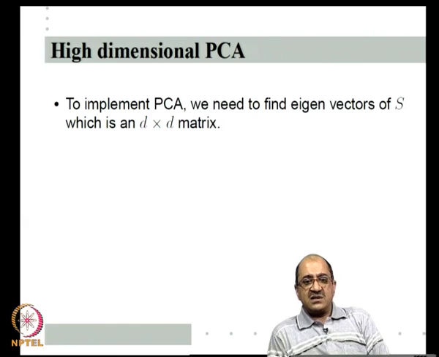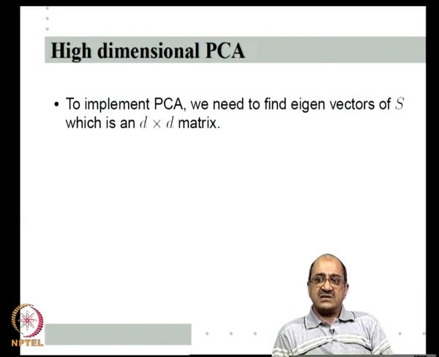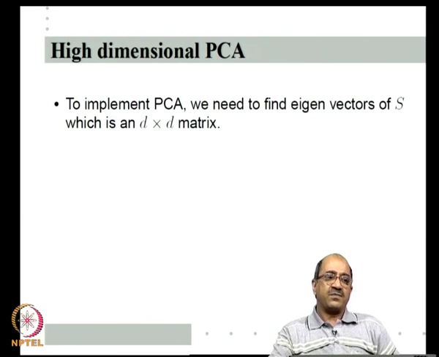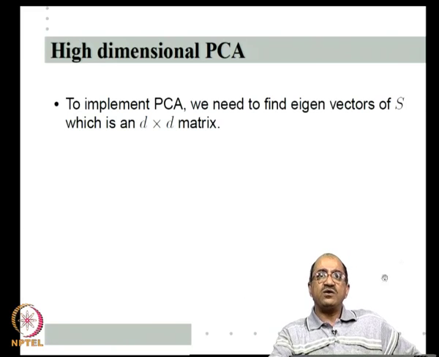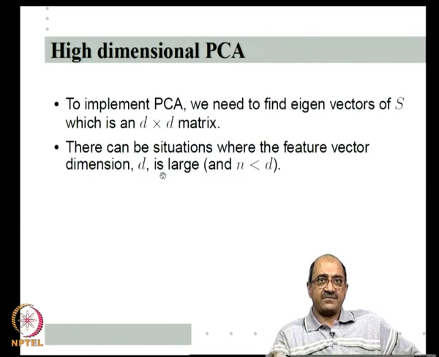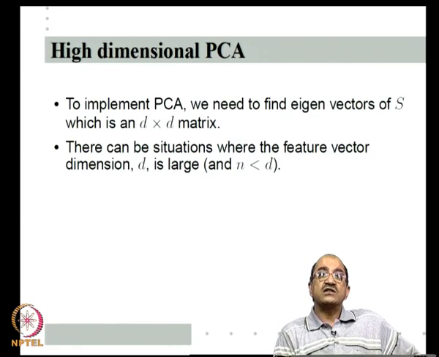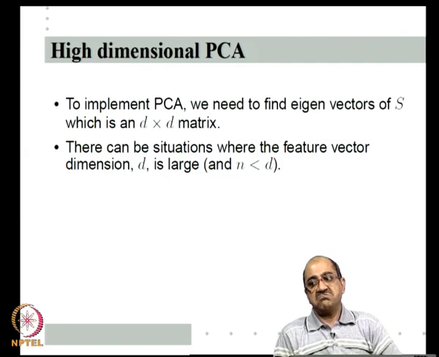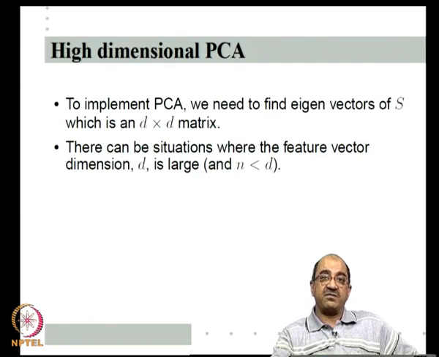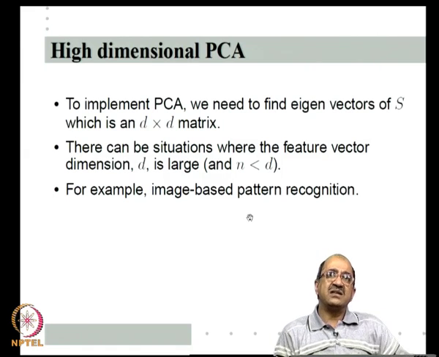There is one other interesting take on PCA that is worth knowing. To implement the PCA, we need to find eigenvalues and eigenvectors of S, the data covariance matrix, which is a d by d matrix. There can be situations when the feature vector dimension is so large that, as a matter of fact, the number of examples I have is less than d. What are such situations? Image based facts.